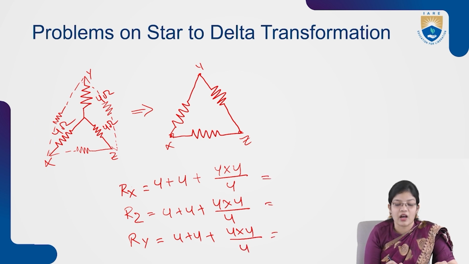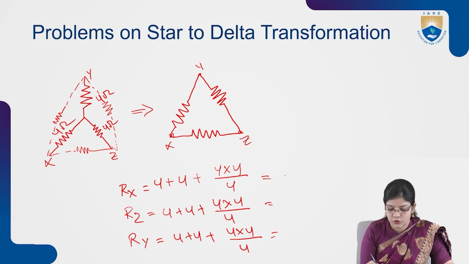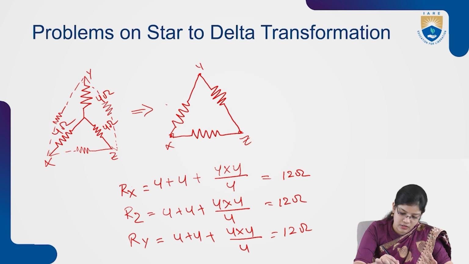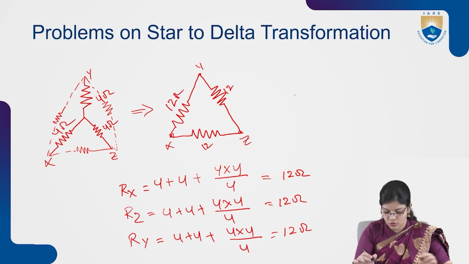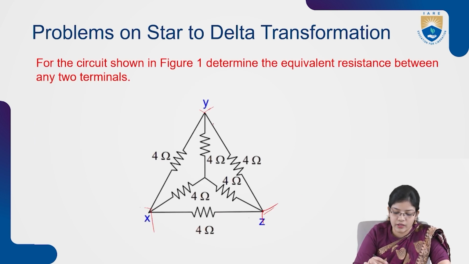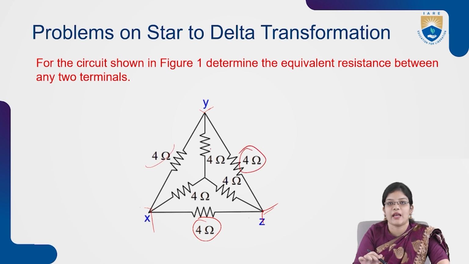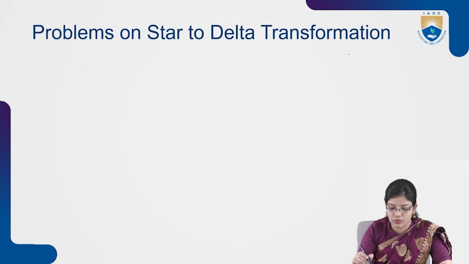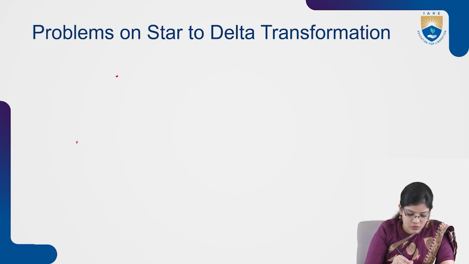So the resistances Rx, Rz and Ry: Rx is 12 ohms. The values are the same, so for all three we get 12 ohms. Now we denote this here as 12, 12 and 12. If we see the question, there is already a delta network with resistances of 4 ohms, so this will remain as it is. Again we have to redraw this network. If we redraw it, we see that there is already a delta network.